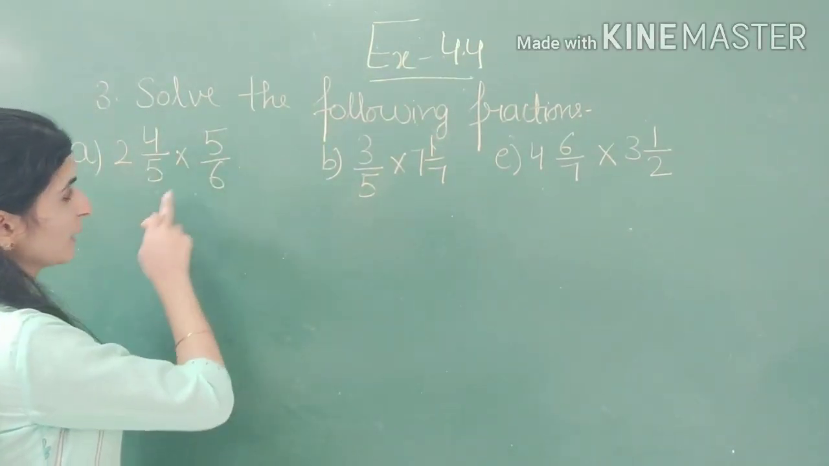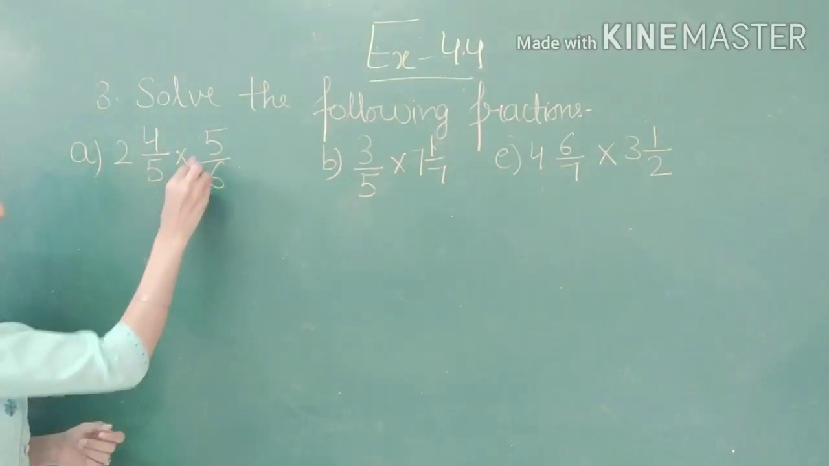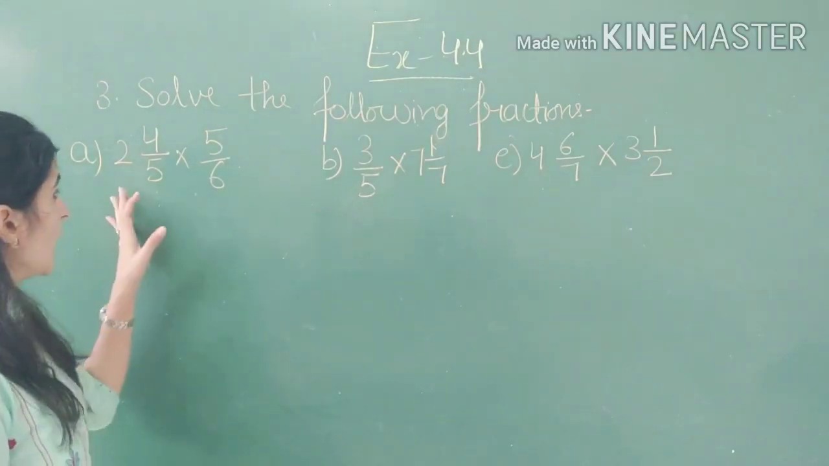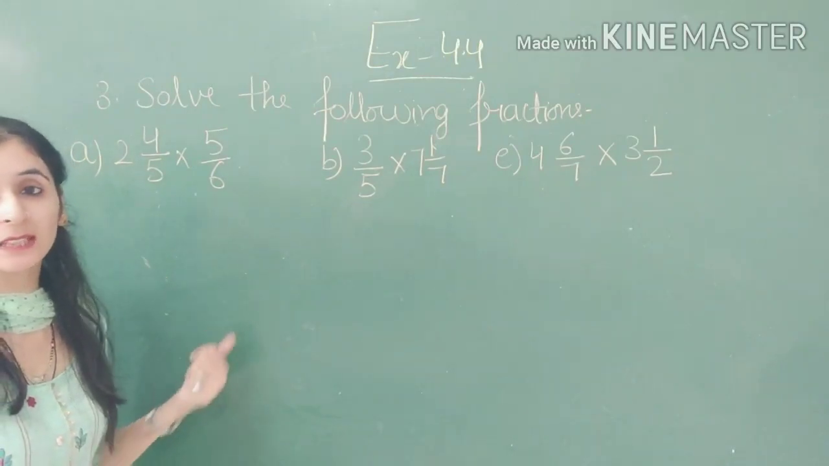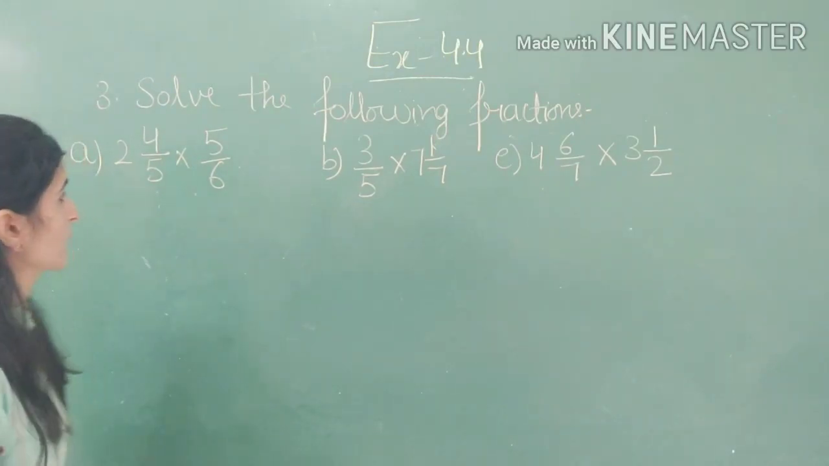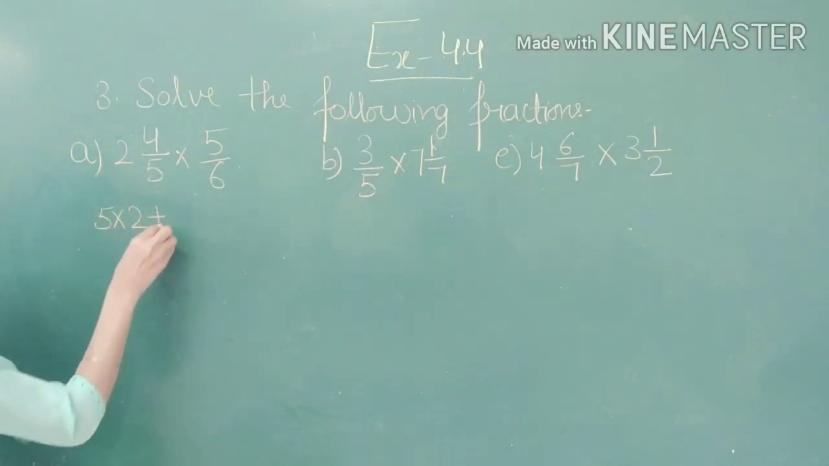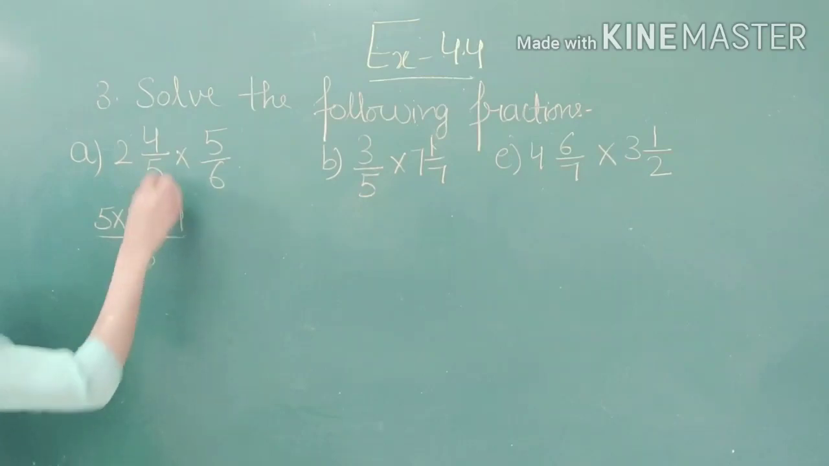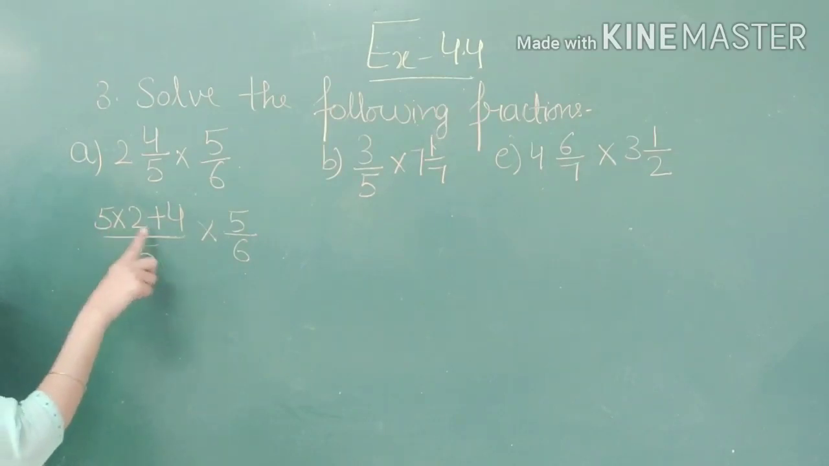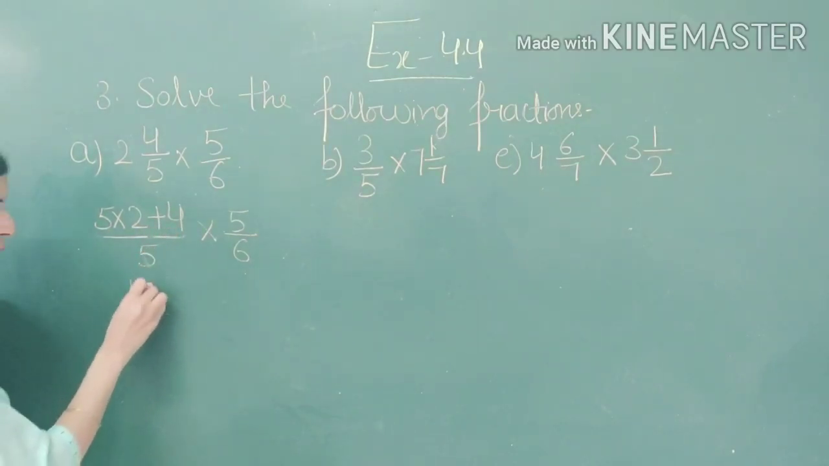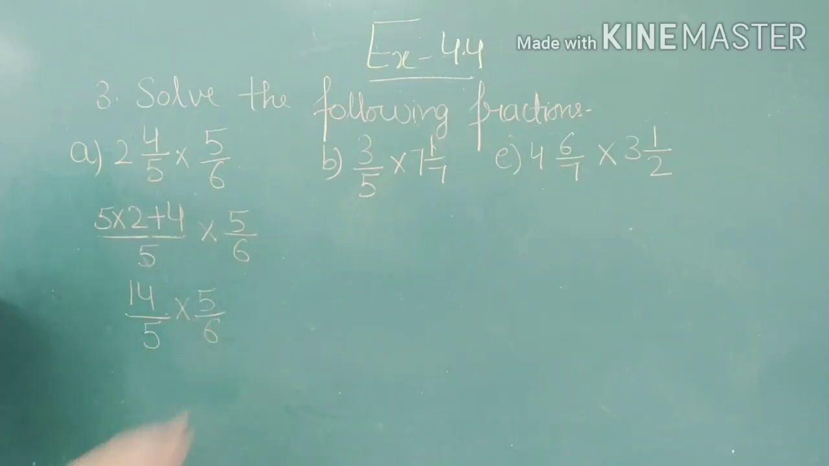A part is 2 4 by 5 multiplied by 5 by 6. As 2 4 by 5 is a mixed fraction, first of all we will convert this mixed fraction into an improper fraction. So let us start converting it. 5 multiplied by 2 plus 4 by 5, and this will remain as it is, multiplied by 5 by 6. Now 5 twos are 10 and 10 plus 4 is 14. 14 by 5 multiplied by 5 by 6.